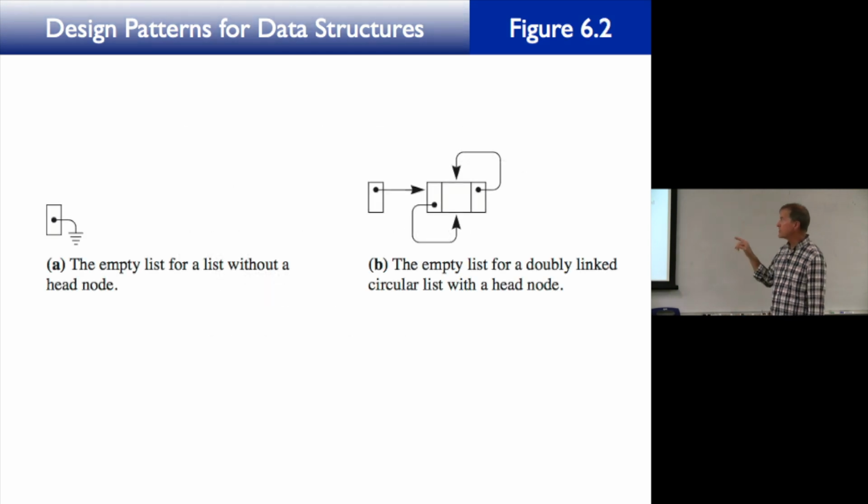Now, here figure 6.2 shows the advantage of having a head node. You see the empty list for a list without a head node, the pointer is nil. Actually, in C++ it's nullptr, N-U-L-L-P-T-R. We'll sometimes just call it nil. But on the other hand, even if the list is empty, there is at least one head node. So this is what an empty list looks like in a system where you implement a linked list with a head node. Does everybody see how that works?